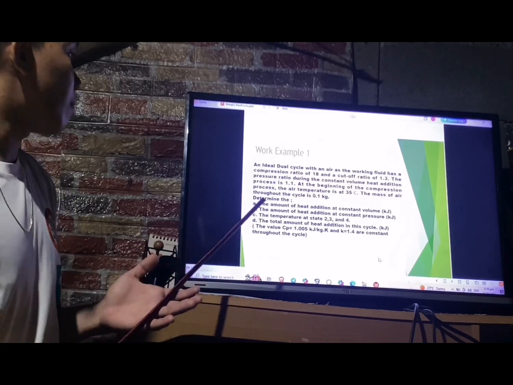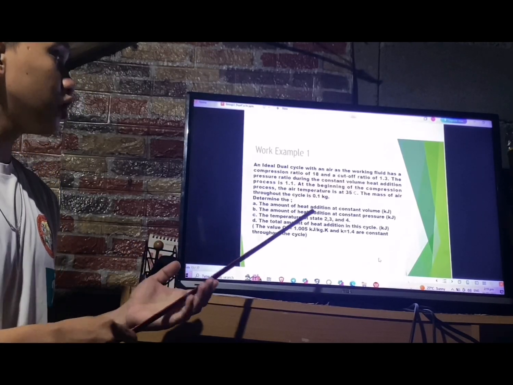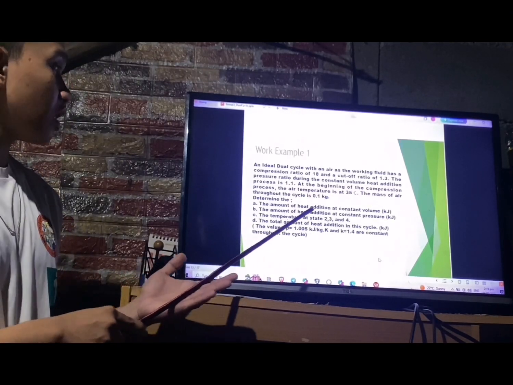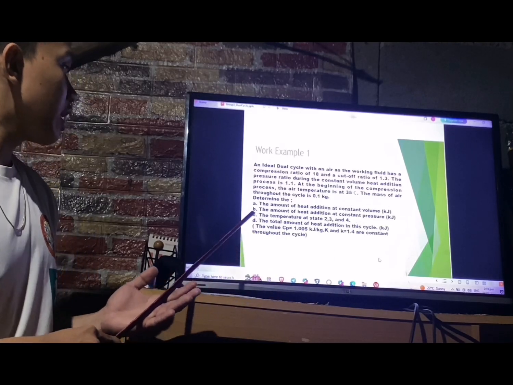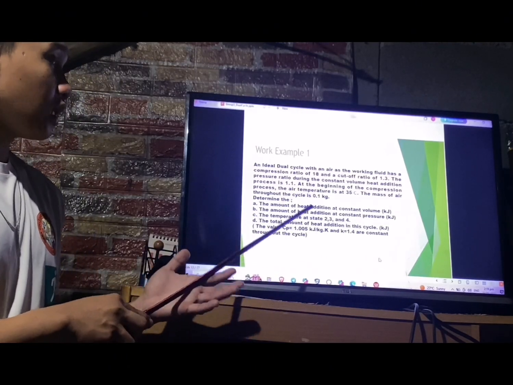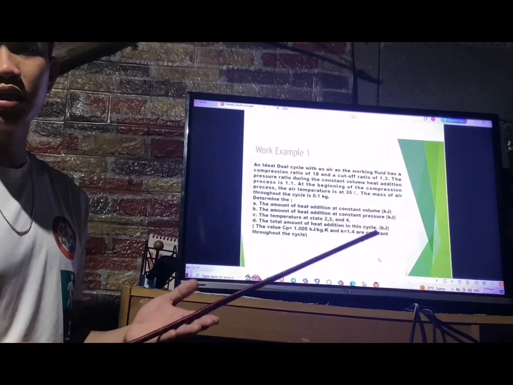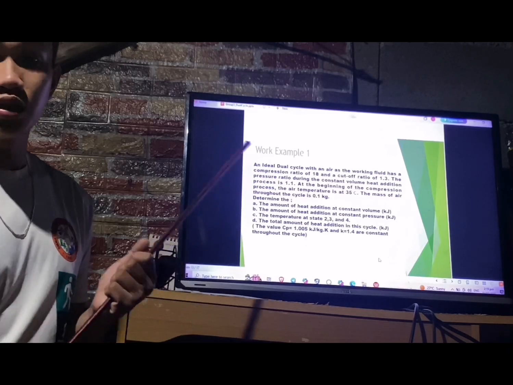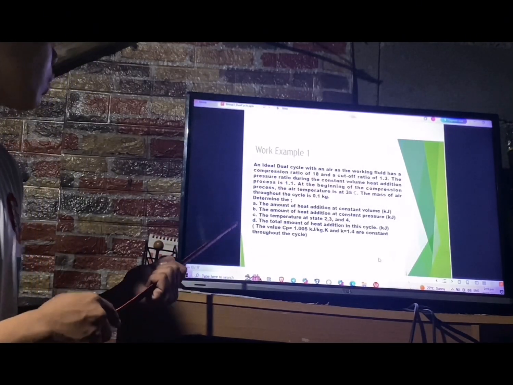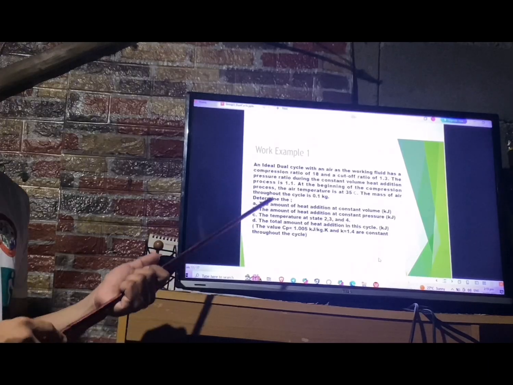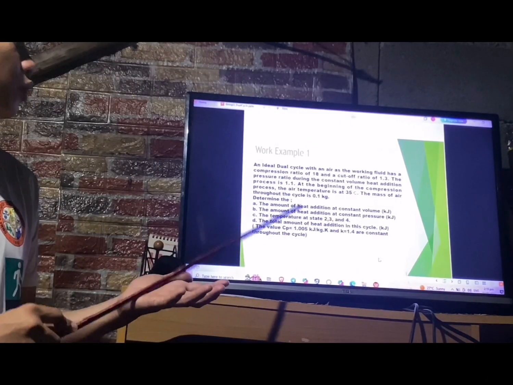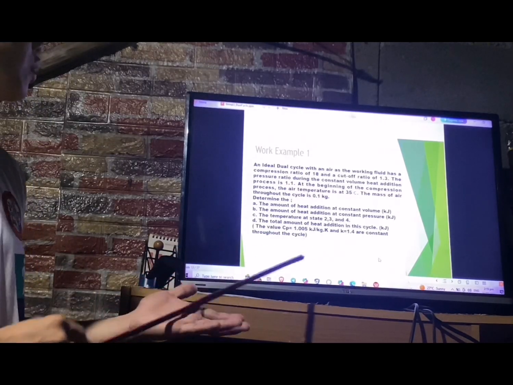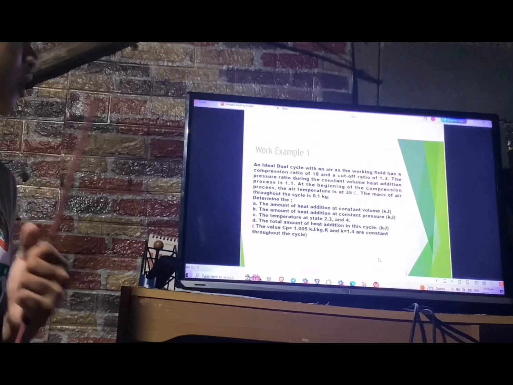Here is the required of the problem. A. The amount of heat addition at constant volume in kilojoules. B. The amount of heat addition at constant pressure in kilojoules. C. The temperatures at states 2, 3, and 4, or the T2, T3, and T4. And D. The total amount of heat addition in the cycle in kilojoules. Here's the important note: the value of Cp, the constant pressure specific heat, equals 1.005 kilojoules per kilogram-Kelvin, and k equals 1.4, both constant throughout the cycle.